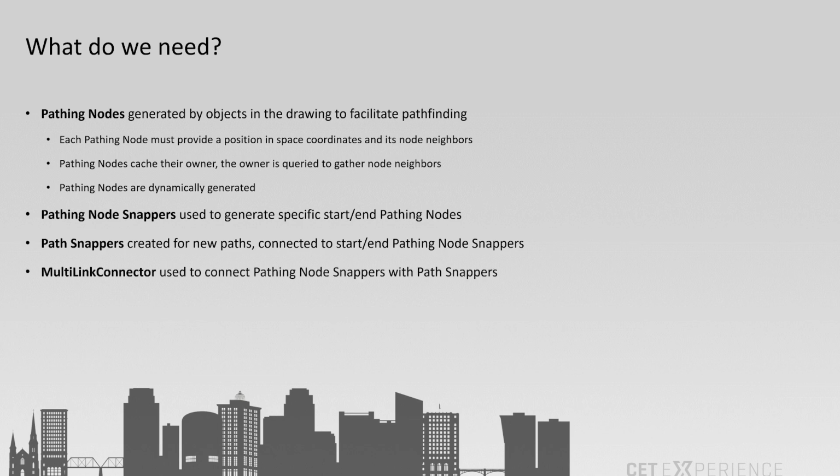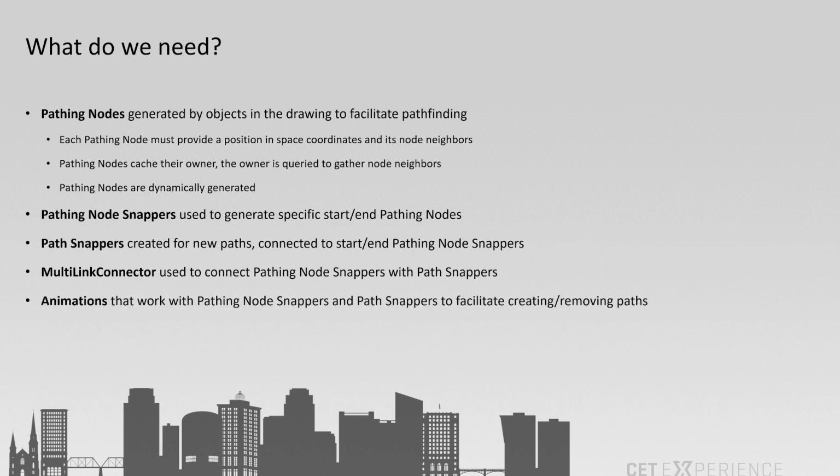And then in order to connect the pathing node snappers with path snappers, we use a multi-link connector, which allows for many-to-one relationships or connections. So one node could be connected to multiple paths. And of course, each path is going to need to be connected to its start and its end node. And the multi-link connector doesn't necessarily care about positions or rotations. It just allows for snappers to reference each other.